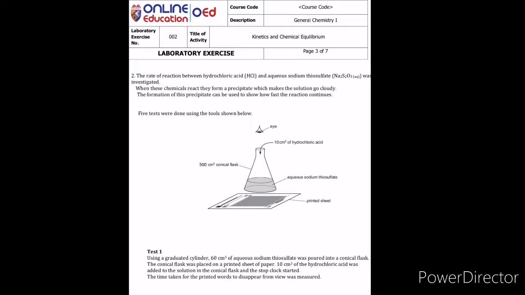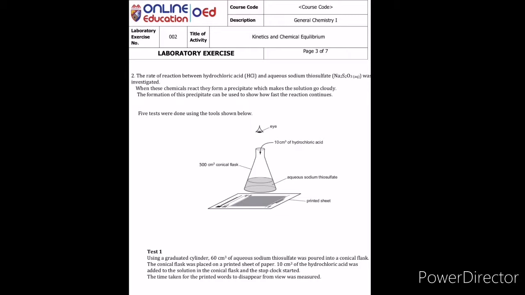Number 2. The rate of reaction between hydrochloric acid and aqueous sodium thiosulfate was investigated. When these chemicals react, they form a precipitate which makes the solution go cloudy. The formation of this precipitate can be used to show how fast the reaction continues. 5 tests were done using the tools shown below.